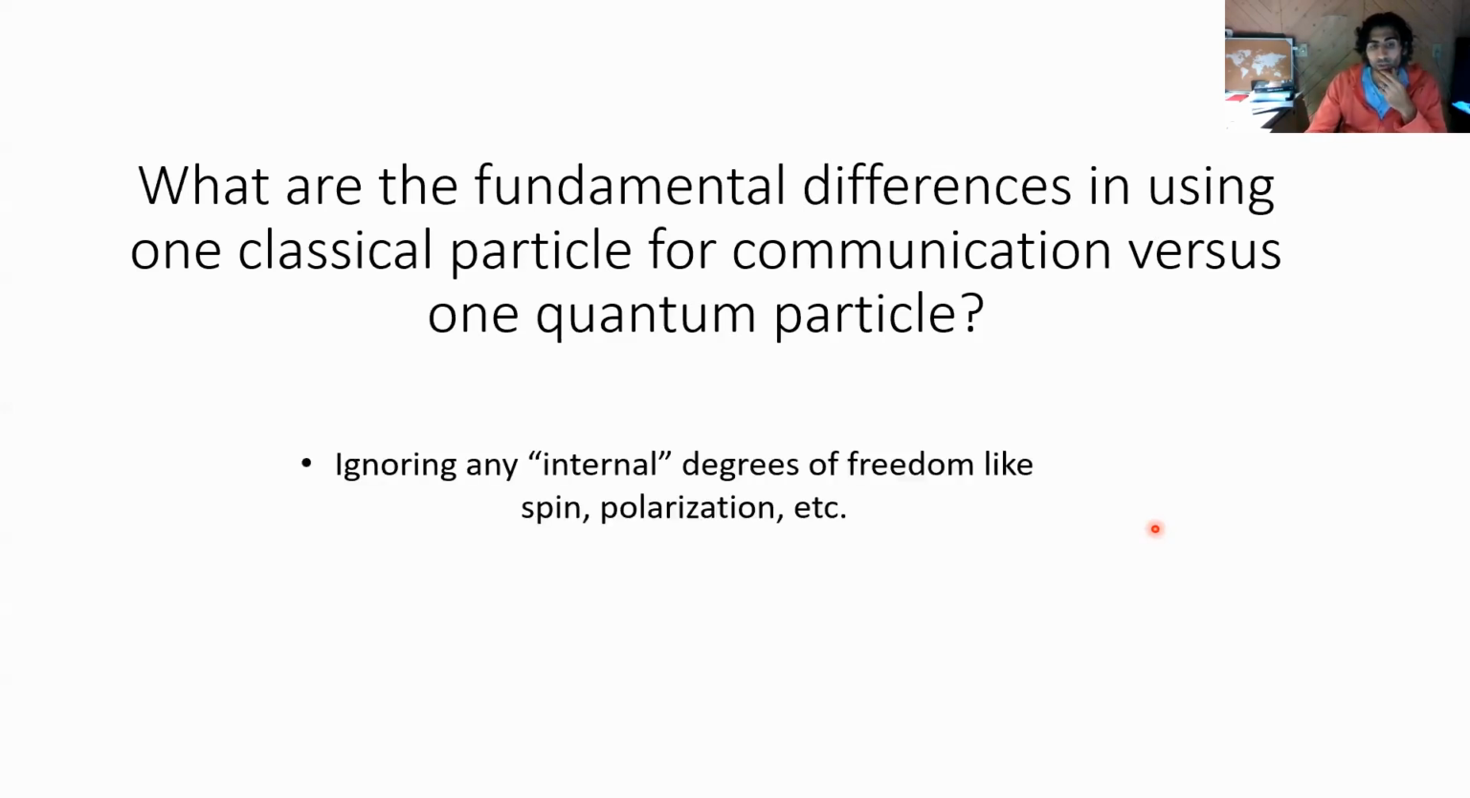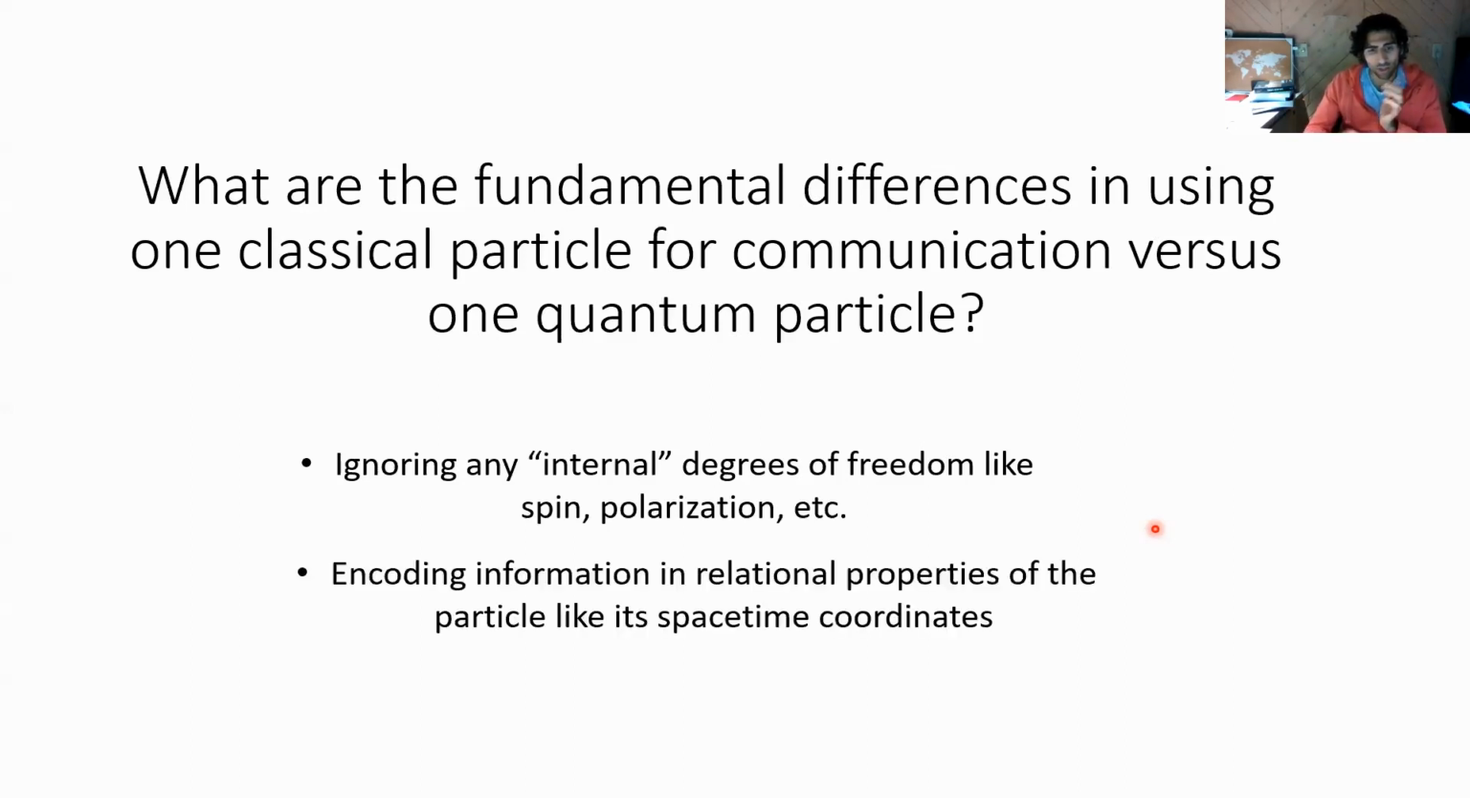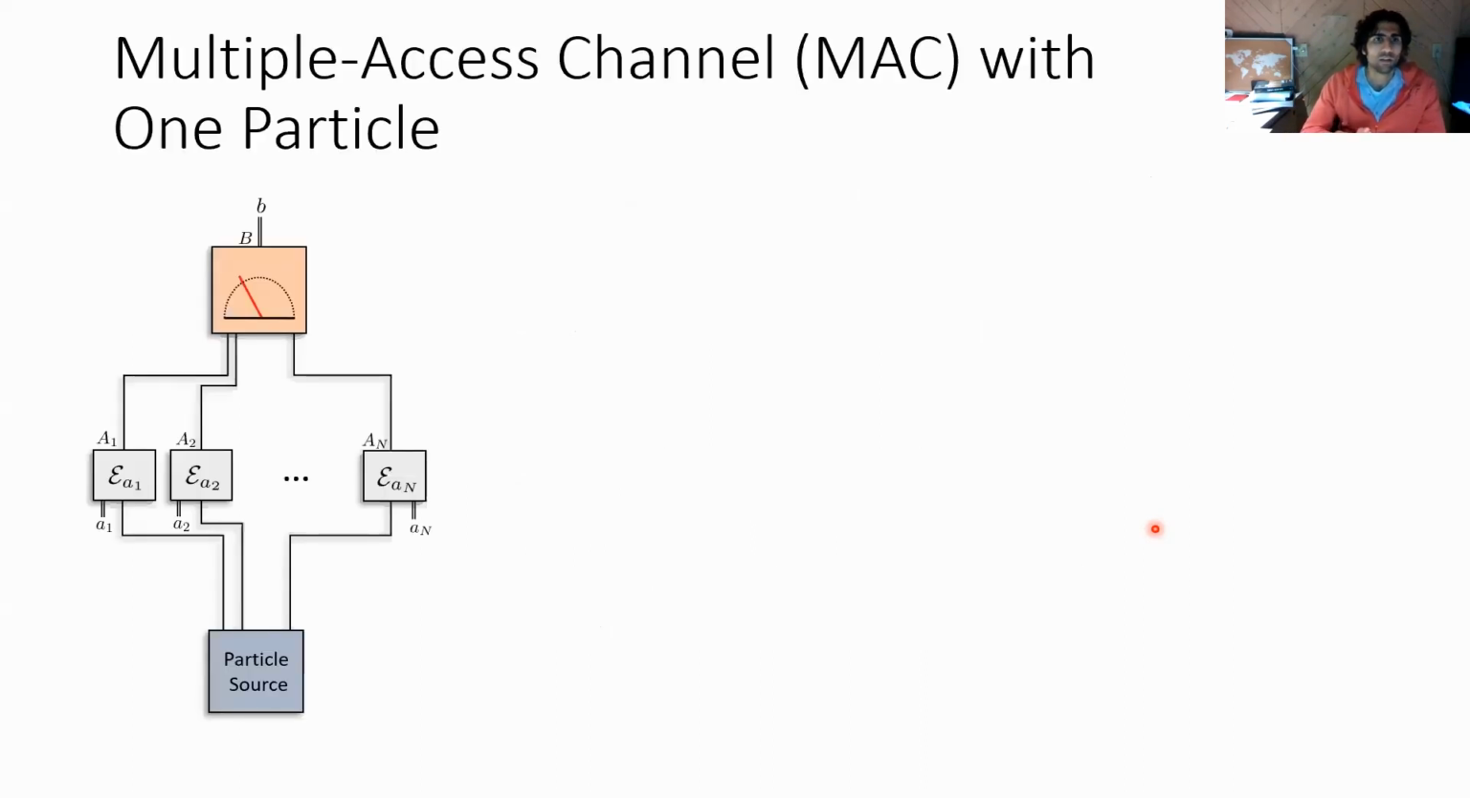And so to make the framework a bit more precise, we want to know the power of one particle, ignoring any internal degrees of freedom, like spin or polarization. And we want to do encoding just in relational properties of the particle. So space-time coordinates, how the particle is located as it's moving from the sender to the receiver. Okay, so that's our game plan here.